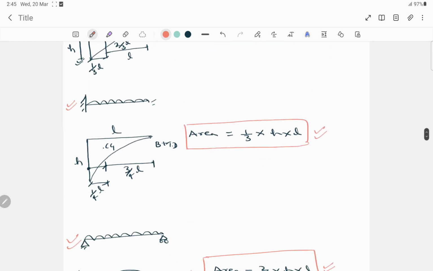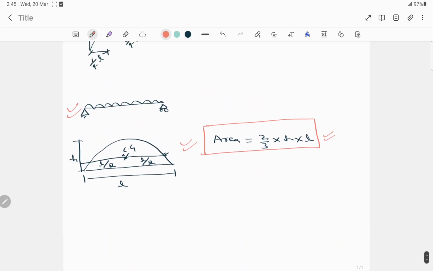And in my next video we'll start with the problem for determining the slope and deflection by using the moment area method. Okay, moment area method. Thank you.